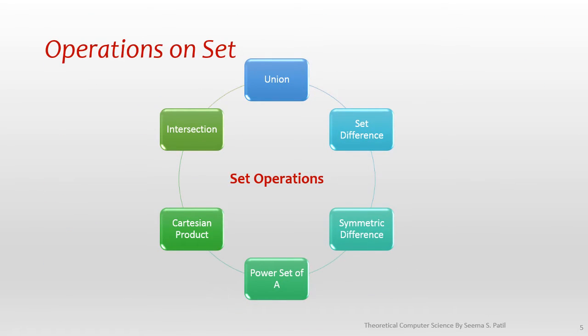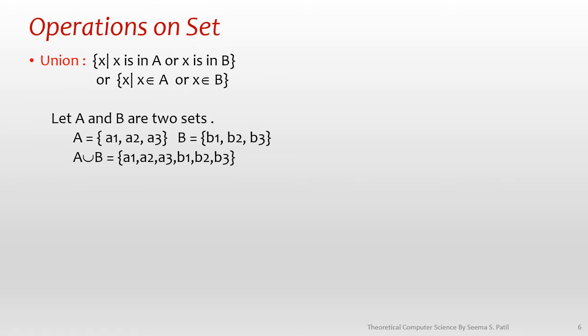Here, the different operations on set are given. Union, intersection, set difference, Cartesian product, symmetric difference and power set of A. These are the different set operations. Different operations on set. First, we will see the operation union.